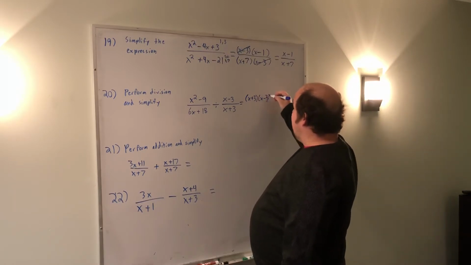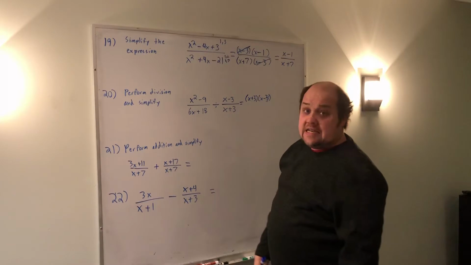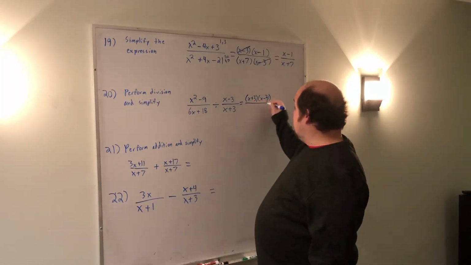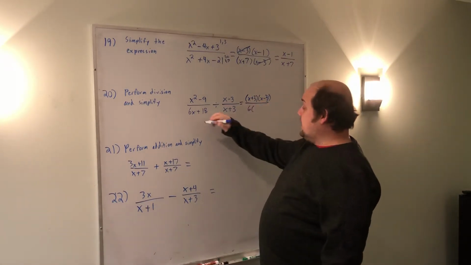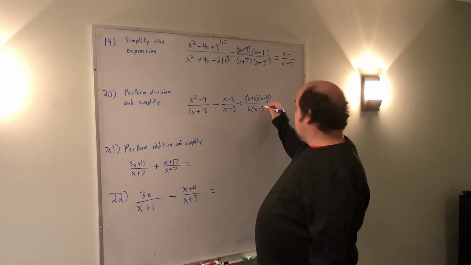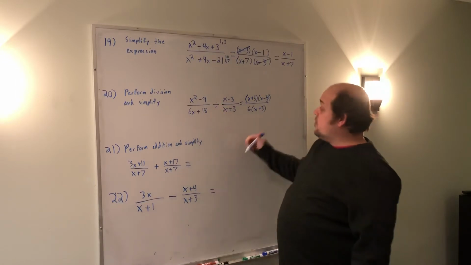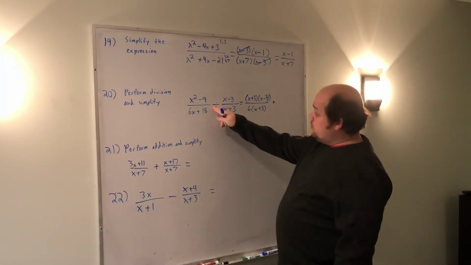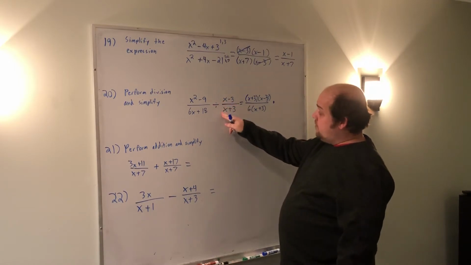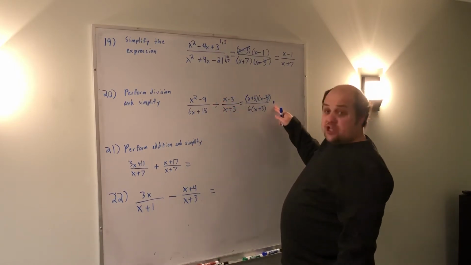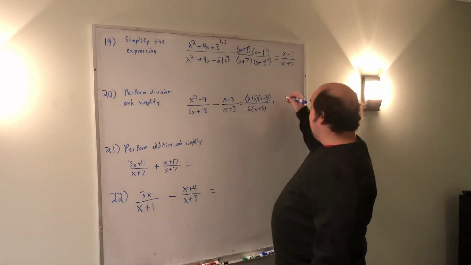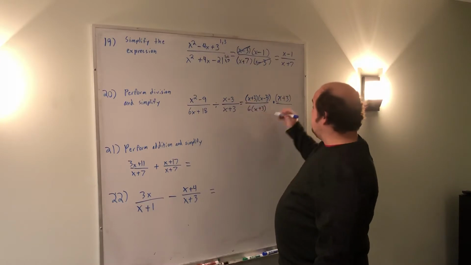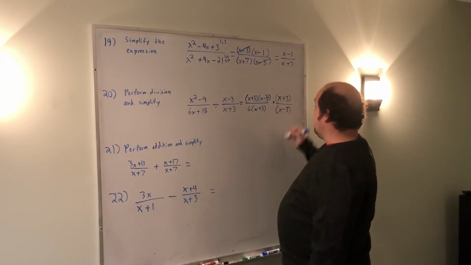When I go to do the bottom, 6x plus 18, the only thing I can do there is pull out the greatest common factor, which is 6. If I pull out that 6, it leaves behind an x plus 3. To change this division to multiplication, I have to flip what's on top to the bottom. So this used to be division with x minus 3 over x plus 3. Now that I've changed it to multiplication, what was on bottom is now on top, x plus 3. What was on top is now on bottom, x minus 3.